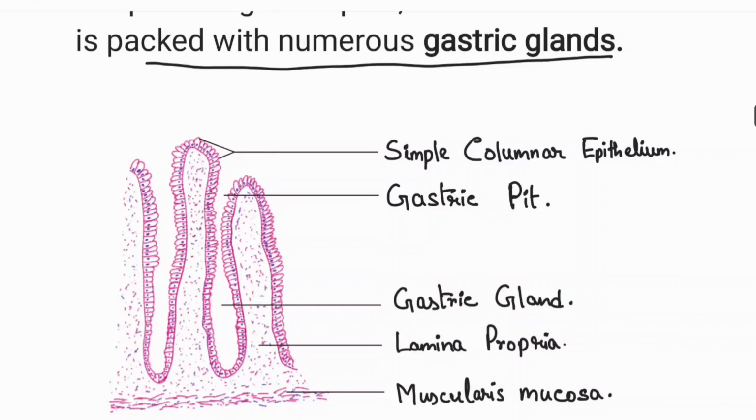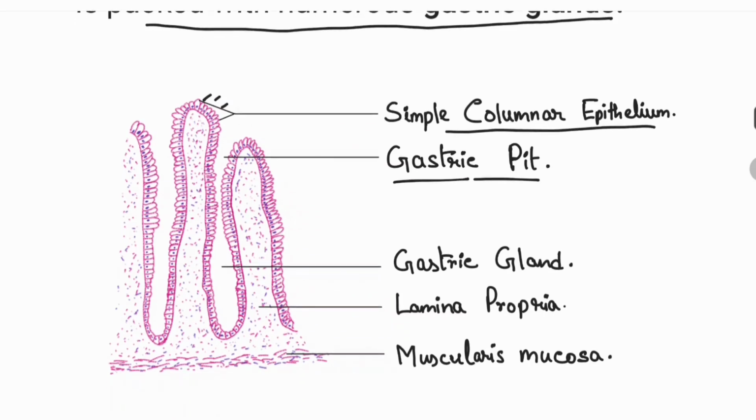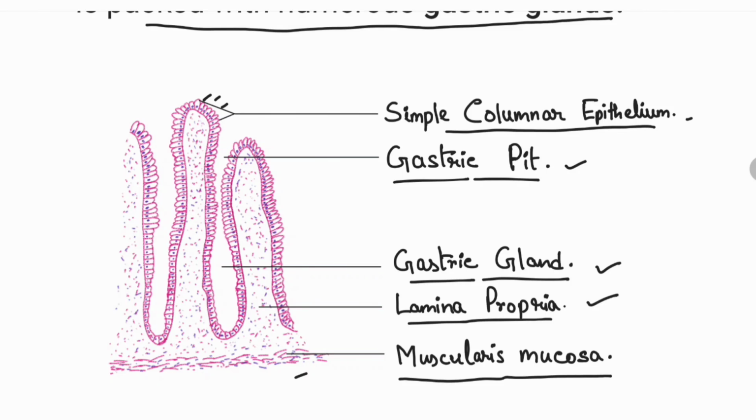First of all, these are the simple columnar epithelium cells. Then this region is the gastric pit, see in the diagram. Then this region is the gastric gland, and after that this is the lamina propria, and this region is the muscularis mucosa. So these are the simple columnar epithelium, then this region is the gastric pit, after that the gastric glands, which go a bit deeper, then the lamina propria, and after that the muscularis mucosa.